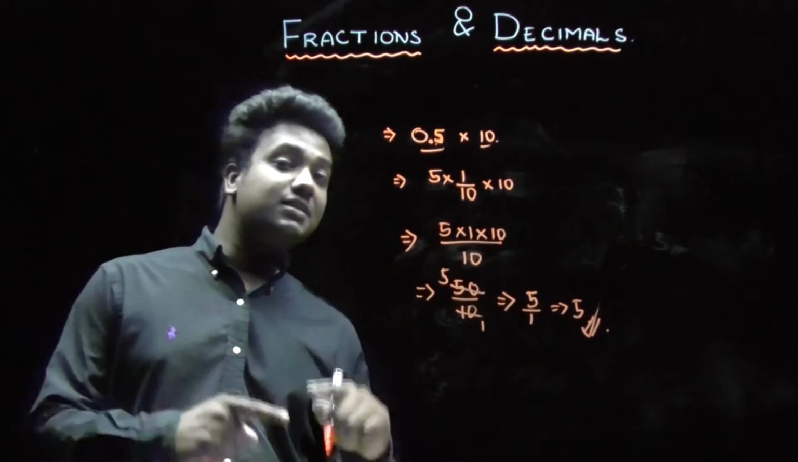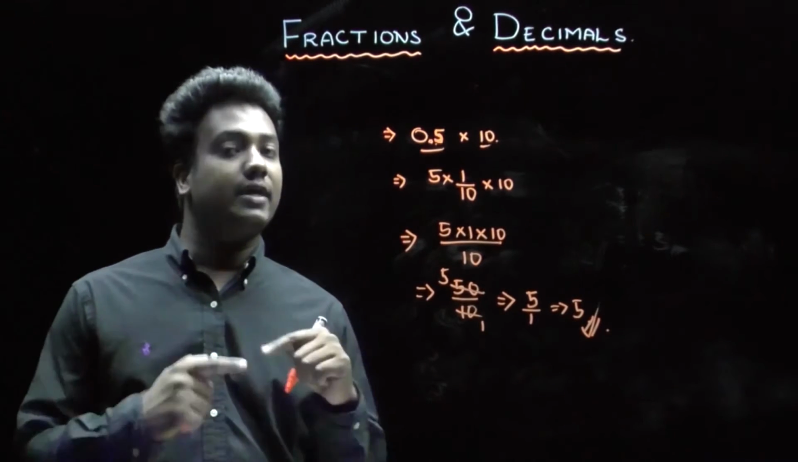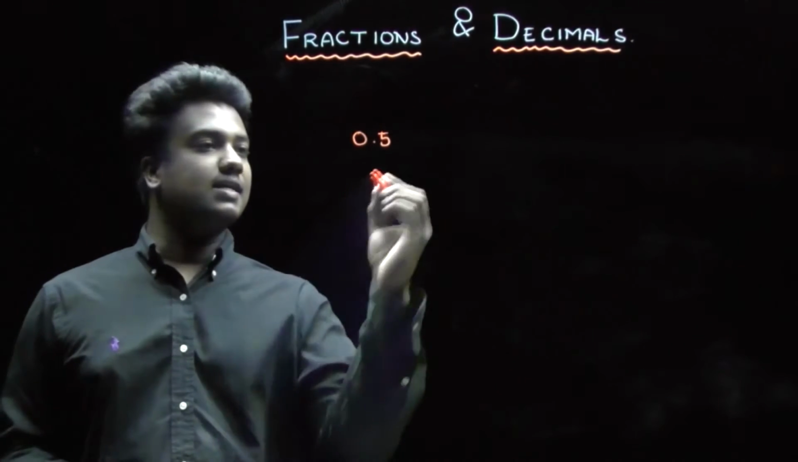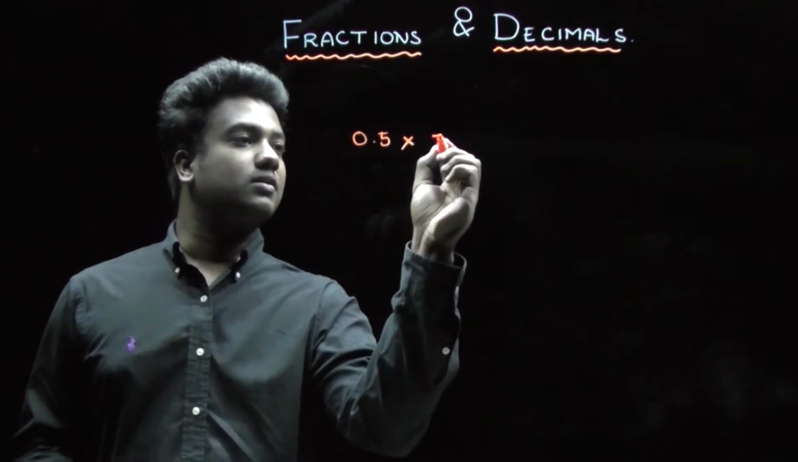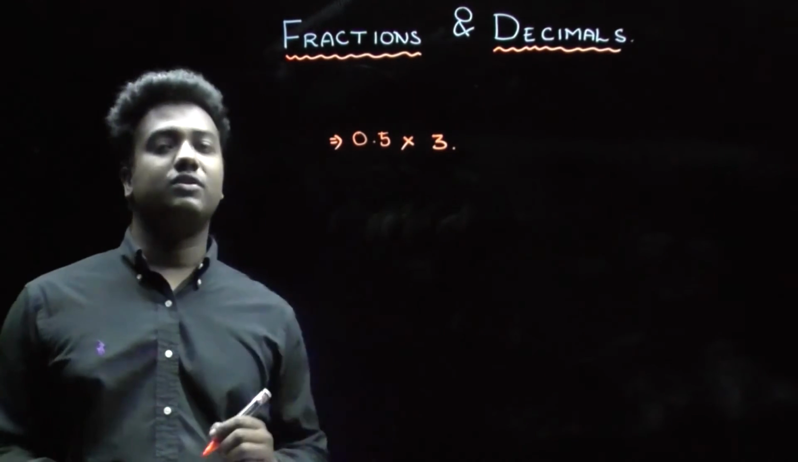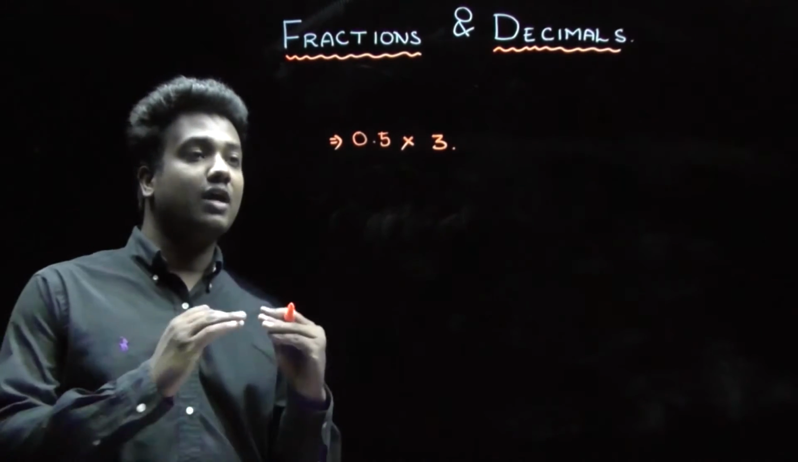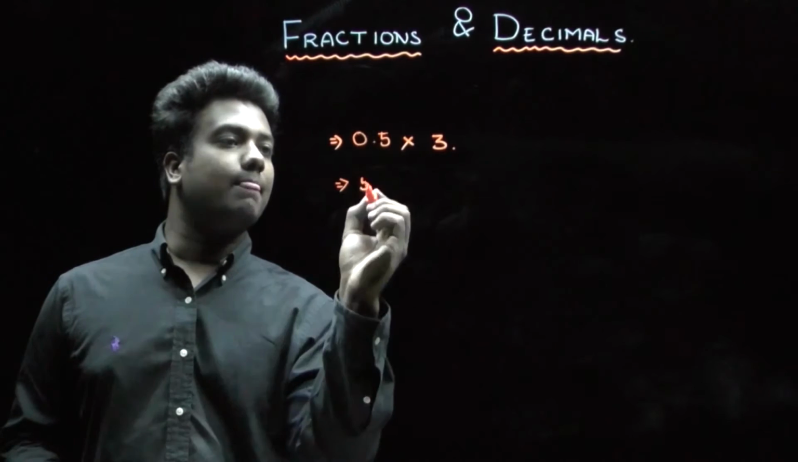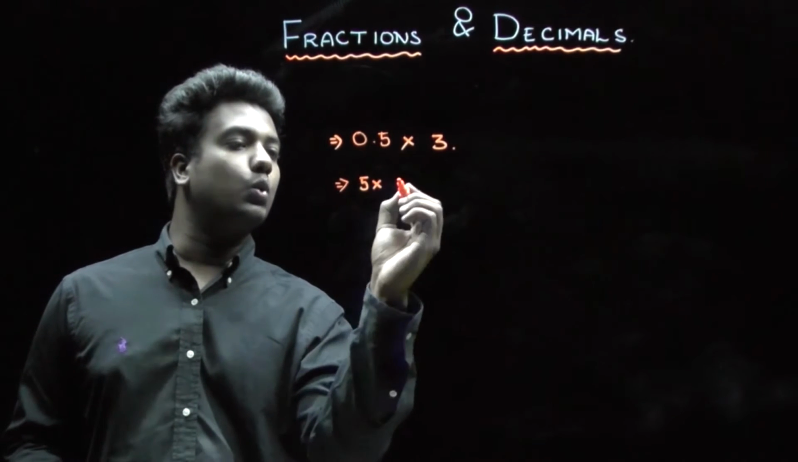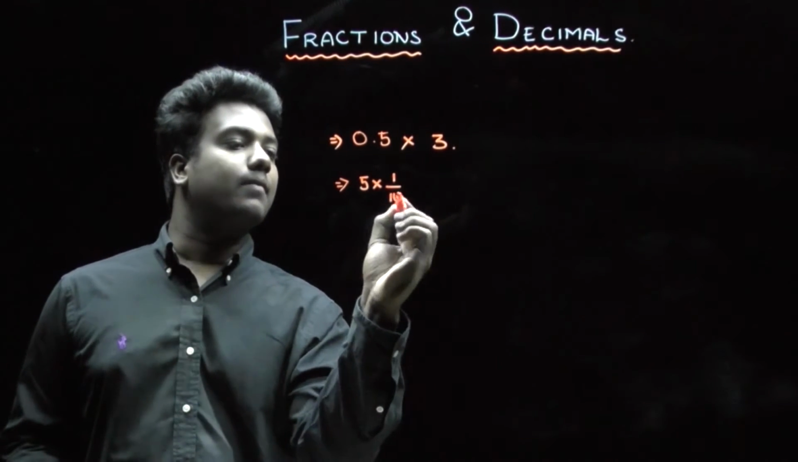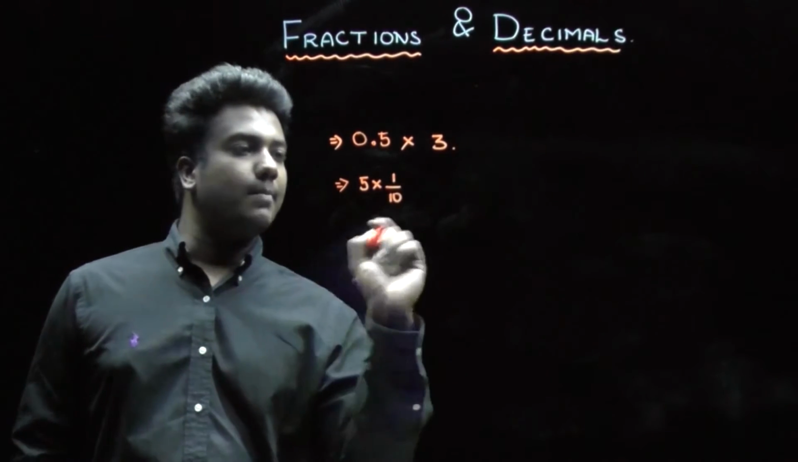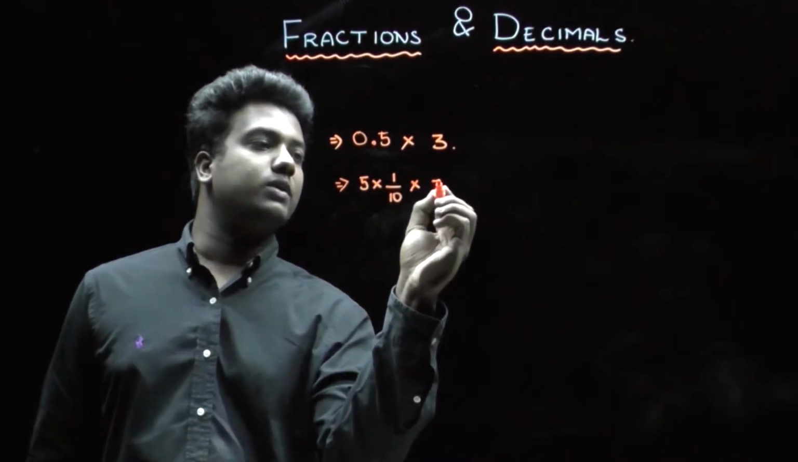Okay, what if a decimal is being multiplied with another decimal? What can be the value? What is the value when 0.5 is multiplied with 3? Okay, so the first step what you have to do is you need to convert this decimal into a fractional form. Okay, so this 0.5 can be written as 5 into 1 by 10. Okay, why? Because after decimal it is 1 by 10. Okay, 5 into 1 by 10 is being multiplied with 3.